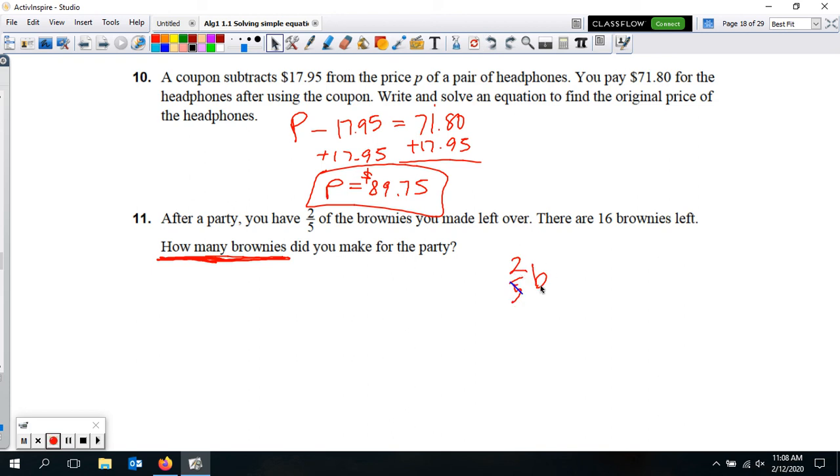2/5 times B, just put it right next to each other, 2/5 B, it's equal to 16. That's how much brownies are left over. So there's our equation, 2/5 B equals 16. So we now need to undo the 2/5.